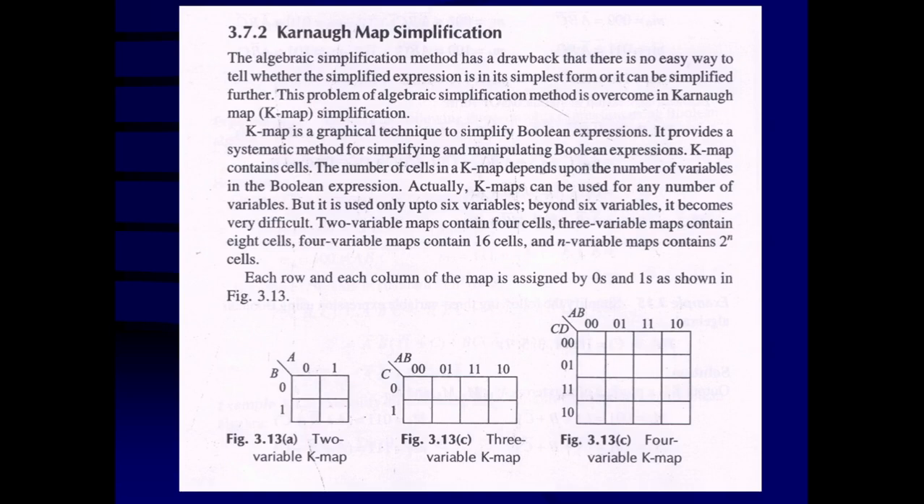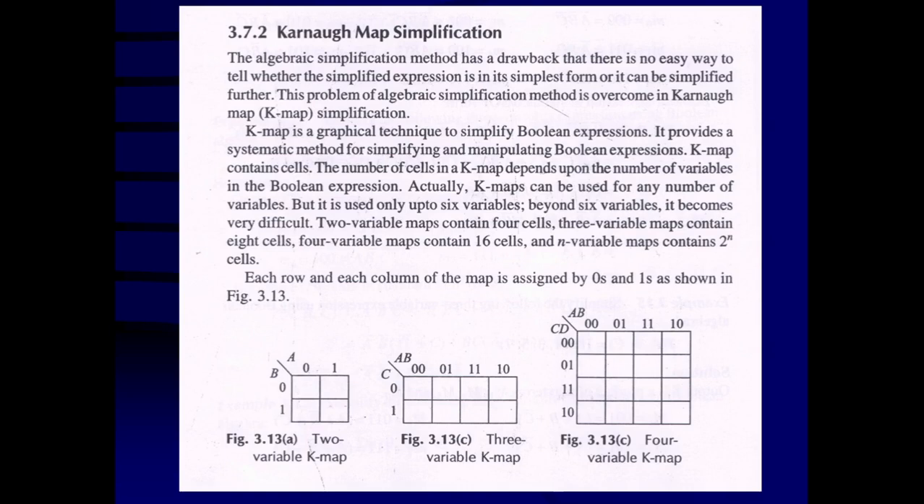K-map contains cells. The number of cells in the K-map depends upon the number of variables in the Boolean expression. Actually, the K-map can be used for any number of variables, but it is used only up to 6 variables. Beyond 6 variables, it becomes very difficult. A 2 variable map contains 4 cells, a 3 variable map contains 8 cells, a 4 variable map contains 16 cells, and an n variable map contains 2 raised to n cells.